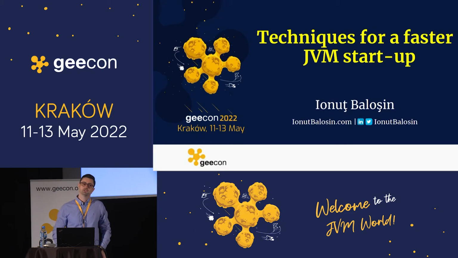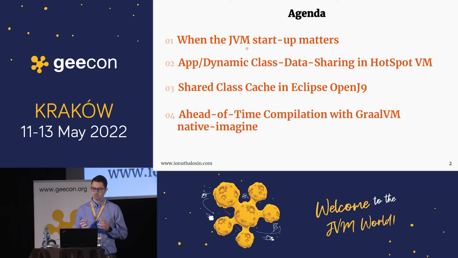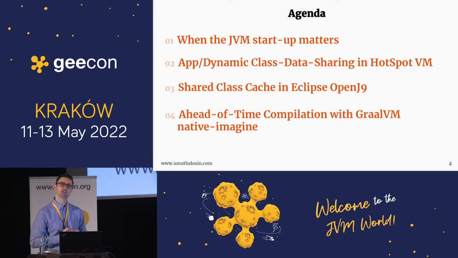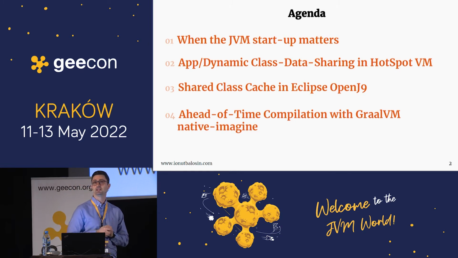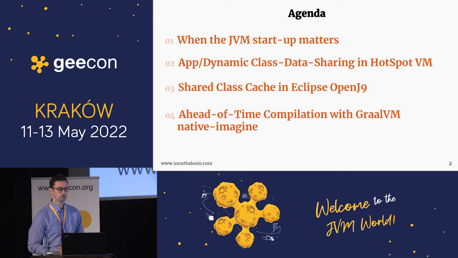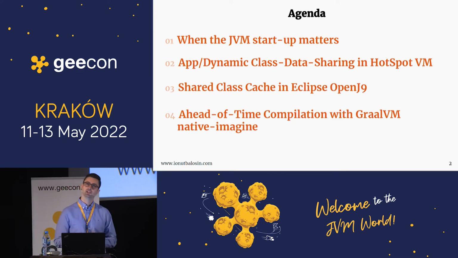My name is Ionut Balosin, and today we will talk about techniques for a faster JVM startup. The agenda is quite packed in the sense that I'll try to cover a few such techniques. You have here on this slide the App Dynamic CDS from HotSpot. I will briefly explain and show you how a similar feature works in a different JVM implementation, which is OpenJ9. It's called Shared Class Cache. And at the end, last but not least, AOT with GraalVM Native Image.